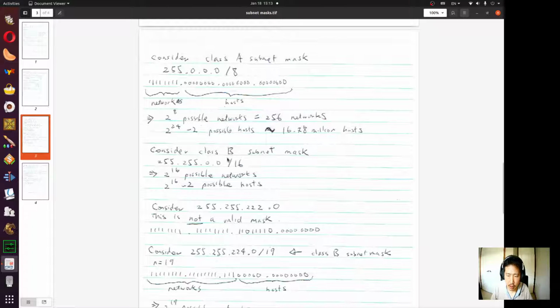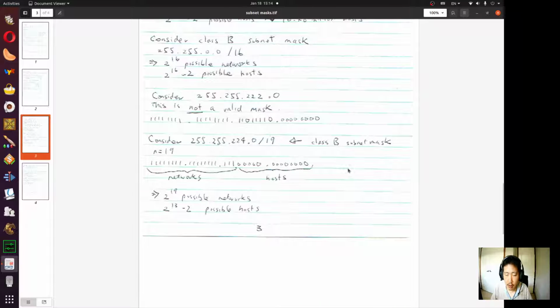Now consider class B subnet mask 255.255.0.0/16. You can tell why it's 16, right? It's just the number of bits that are turned on, and these 2 are turned on, and there are 8 bits on each, so that's 16, right? So there are 2 to the power of 16 possible networks and 2 to the power of 16 minus 2 possible hosts.